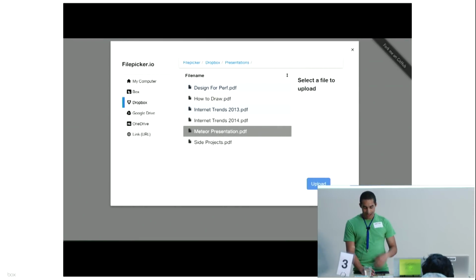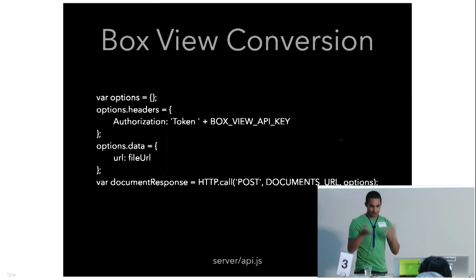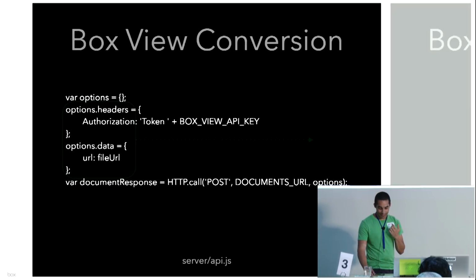To go through what happens, if you remember in the beginning, there was this point where I chose my presentation. All that's really going on here is that the user is picking a file, and I send it on the back end to the Box View API. It's the normal RESTful API. It's really, really basic HTTP requests. Using the prepackaged HTTP library, this was super easy to do.